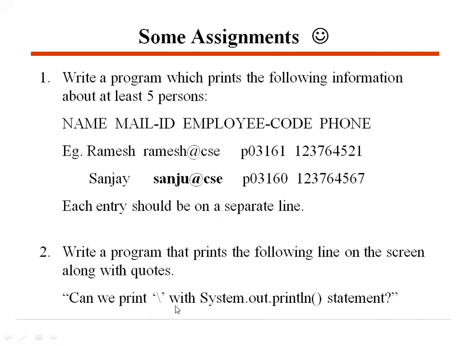Then the second assignment is the following line on the screen. Can we print a backslash with the System.out.println statement? The same message in double quotes you should print. Just check whether you can print a message in this fashion. This is the output to be printed on the screen. So you try these two assignment questions, and if you don't get it, we'll discuss it in the next lecture.